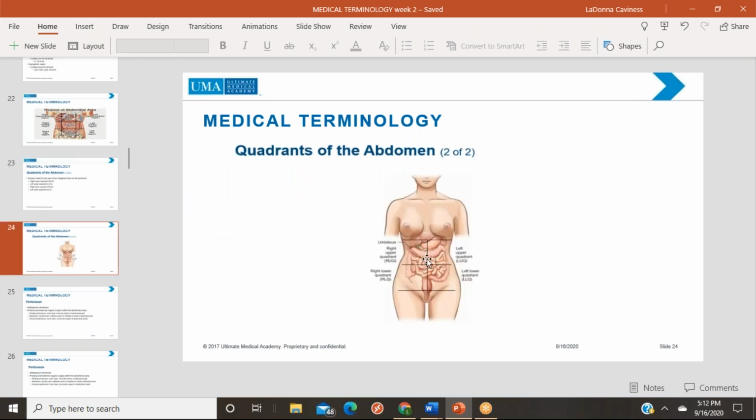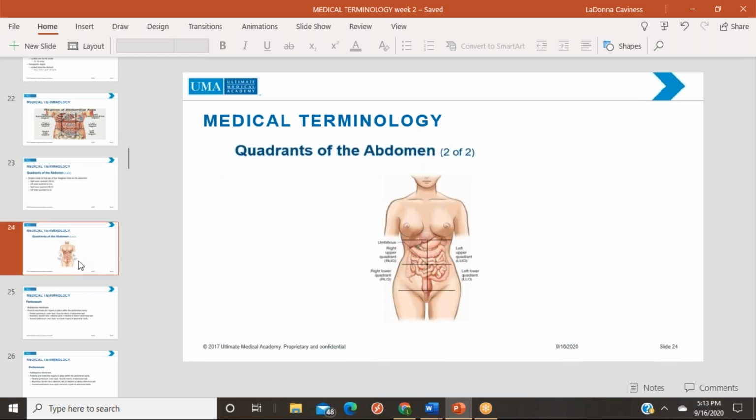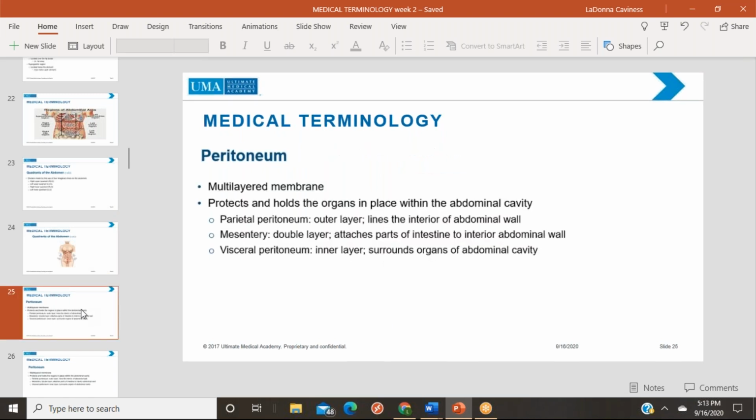And here's just an illustration, a diagram of these parts of the abdomen, as we mentioned in the slide before. This is just an image of the breakdown of those sections.